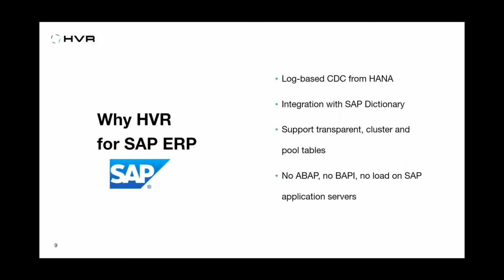So because HVR is a heterogeneous log-based CDC, we can get that data whether it lives in an Oracle or SQL Server, or if it lives in SAP HANA. Now, on top of that, there's some decisions that SAP made in their implementations that make that data a little more complicated than just reading it out of the database itself. So for SAP HANA, it is actually difficult to get all of the data when you have a change.